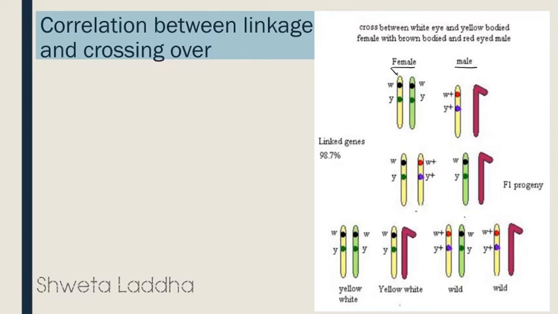In female, this is say X chromosome, this is X chromosome. He carried out a cross between a white-eyed, that is a mutant female, with yellow body. Yellow body is shown by y and white eye shown by w. And this female, he crossed it with a male who was dominant. Like this is the Y chromosome, this is the X chromosome. X chromosome had red eye shown by w plus, and brown body shown by y plus.